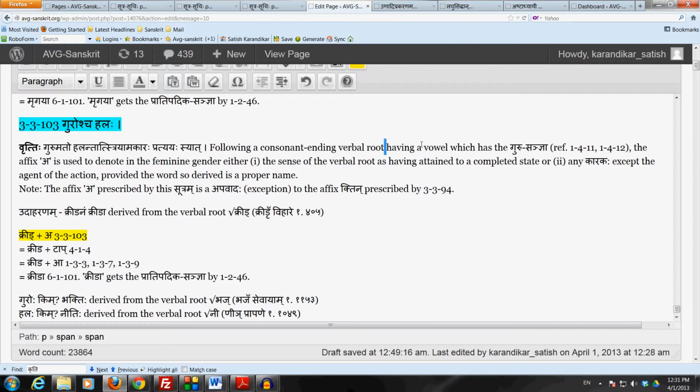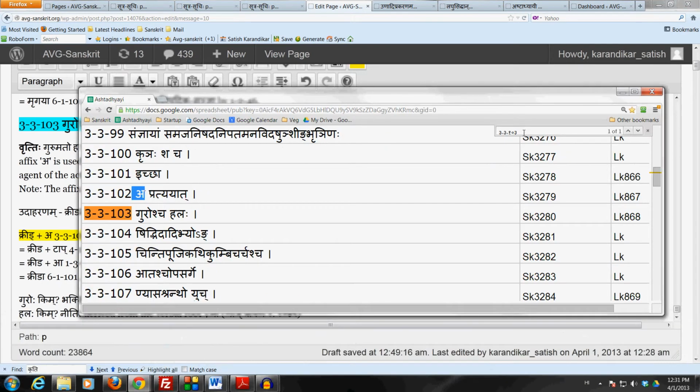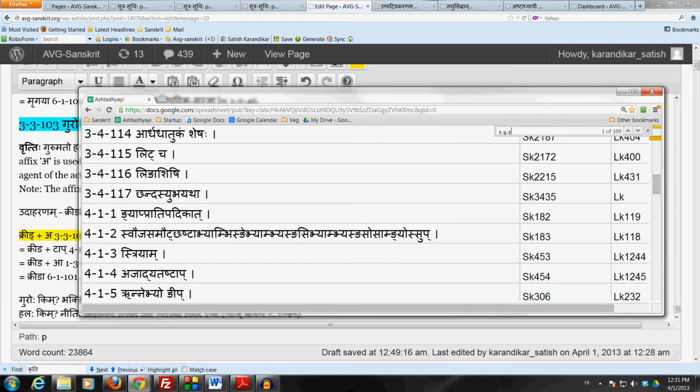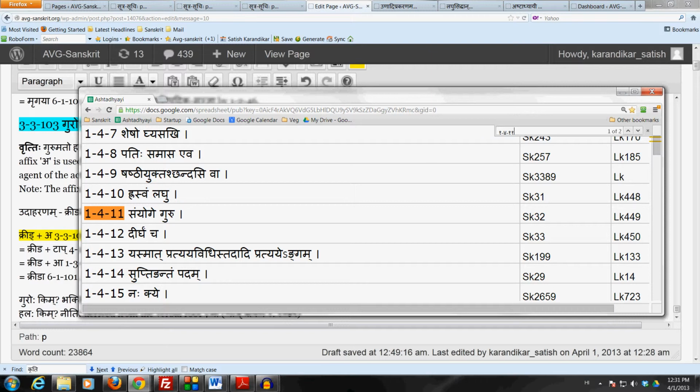Now what is the guru sanya? Recall the two rules 1.4.11 and 1.4.12. 1.4.11 says sanyoge guru, with anuvritti of rasvam from the prior sutram 1.4.10. So a vowel which is short, rasvam, but is followed by a conjunct consonant, sanyogaha, becomes prosodically heavy. It's called guru. Guru is prosodically heavy. The next sutram 1.4.12 says dirghancha, which means that a long vowel is always prosodically heavy.